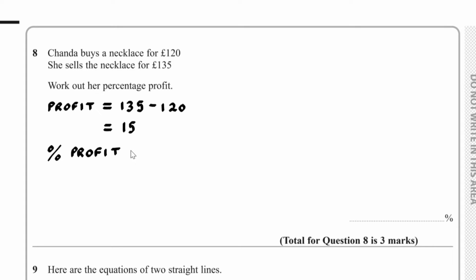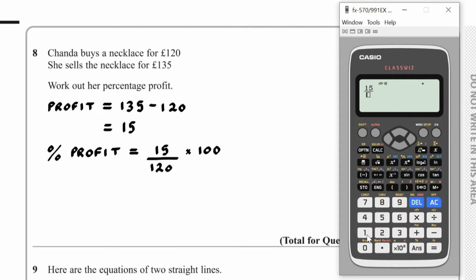The percentage profit then will equal 15 divided by the original amount of 120, and then we multiply this by 100. So we have 15 divided by 120 times by 100. It turns out we get 12.5. So it turns out her percentage profit is 12.5%.